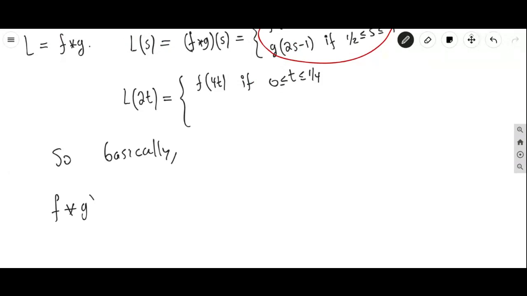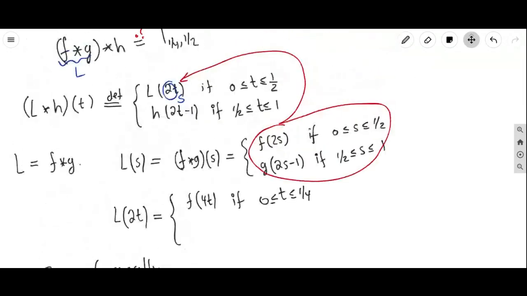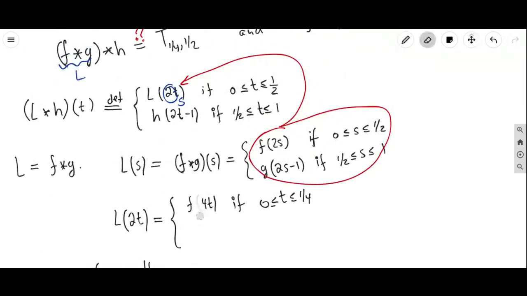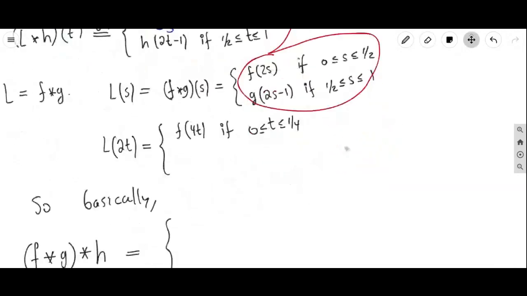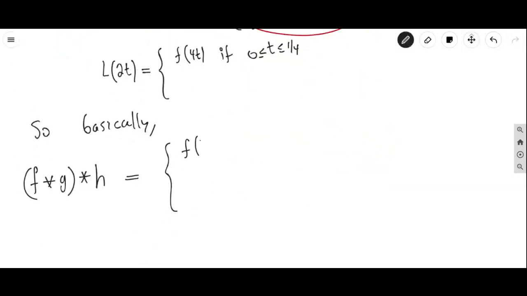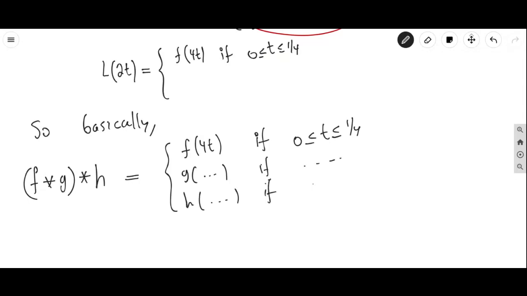When you do F composed G, composed H, as a function of time, these are the equations that you get. So these are the functions. It starts off as F of 4t if t is between 0 and 1/4, and then it's G of something if, and then it's H of something if. So you have to do these computations.